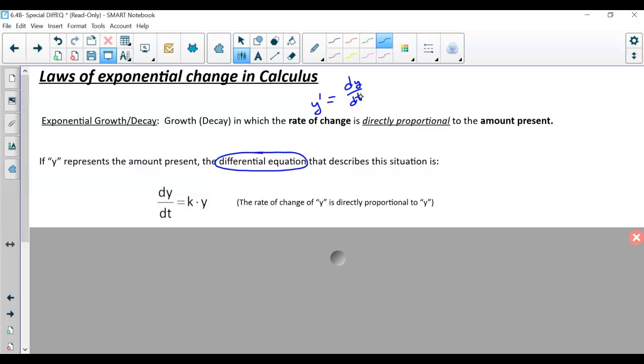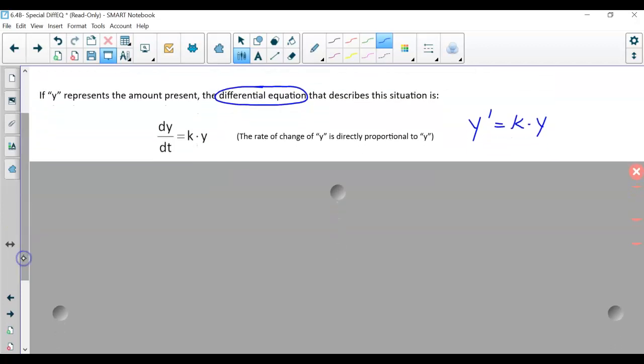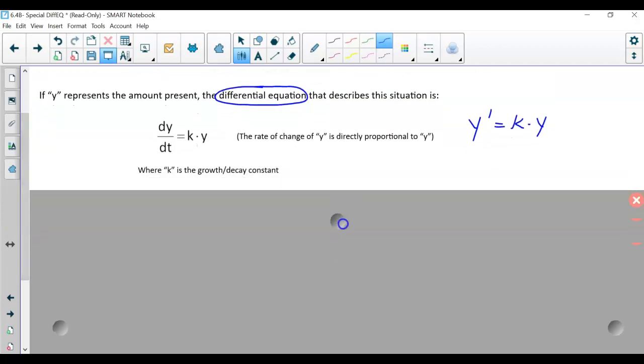And what that's going to lead us to, basically, if I took this out of differential notation, y prime equals k times y. And this is going to make you think, hey, whose derivative is the same thing we started with? And that would have been an exponential function, right? The derivative of e to the x is e to the x. And so we're going to keep on trucking here. And what do we got? Where k is a constant, a growth or decay constant.